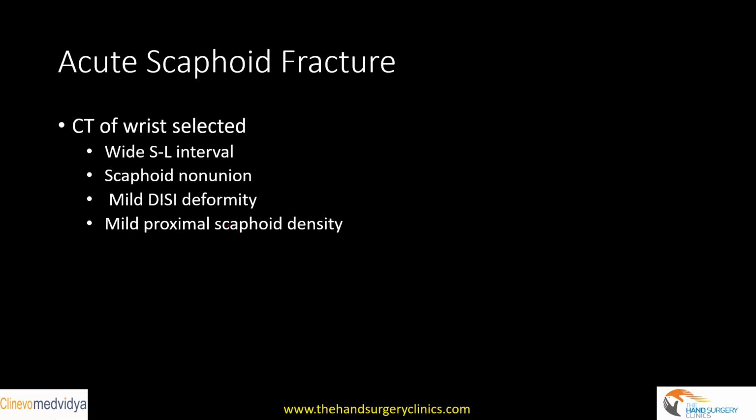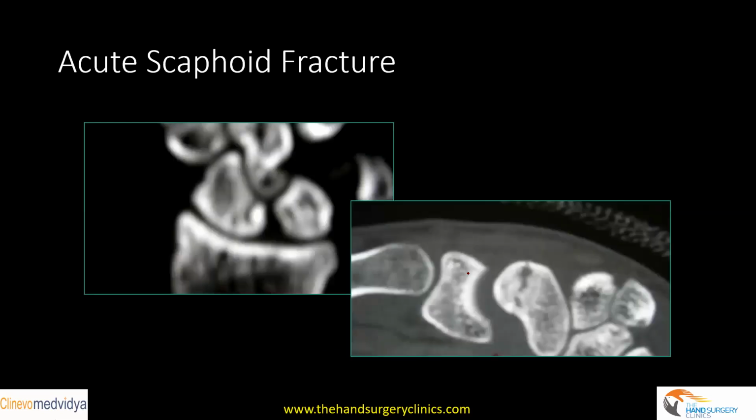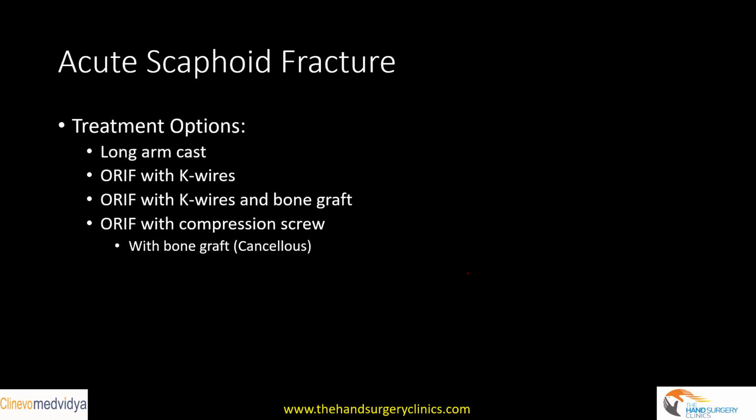The CT scan that was performed revealed that there was a widened scaphoid interval. There was a scaphoid non-union at around 2 or 3 months and a mild DISI deformity with a proximal scaphoid density. And this is how the CT scan looks. You can see the fracture line very clearly here, as has been highlighted by the arrow. And then there is a slight increase in the density in the proximal pole of the scaphoid. And these are other sections where you can study the fracture anatomy in greater detail.